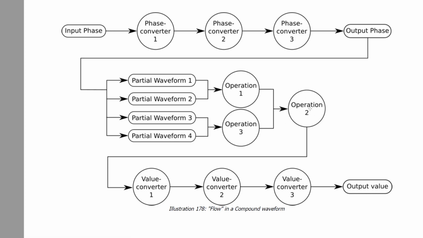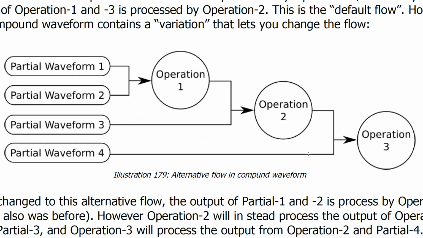put through operation 2. Here you see this alternate flow through the compound waveform, where the output from partial 1 and 2 is still processed by operation 1, but then operation 2 will process the output from operation 1 and partial 3, and operation 3 will process the output from operation 2 and partial 4. But let's have a look at this in the software.